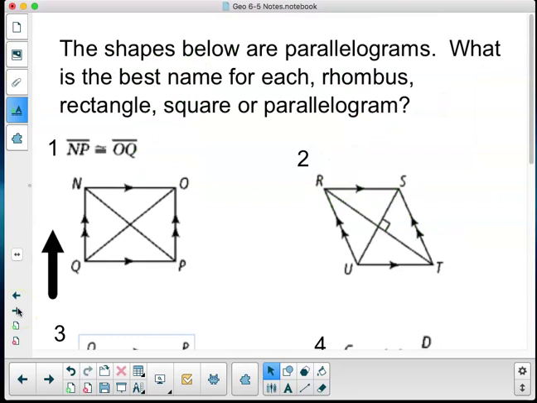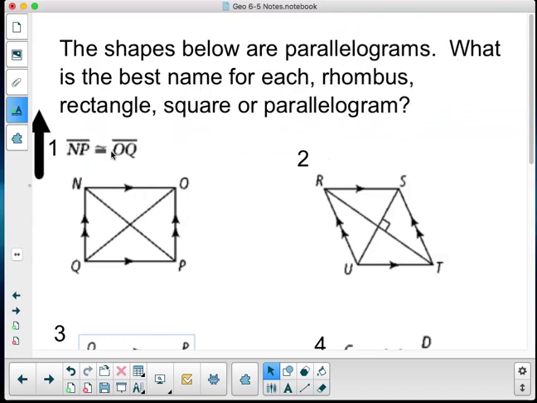Now, the shapes below are parallelograms. What is the best name for each? Rhombus, rectangle, square, or parallelogram? Okay, the shapes below are parallelograms. What is the best name for each: rhombus, rectangle, square, or parallelogram? Those are the four options. Remember, they are already parallelograms.